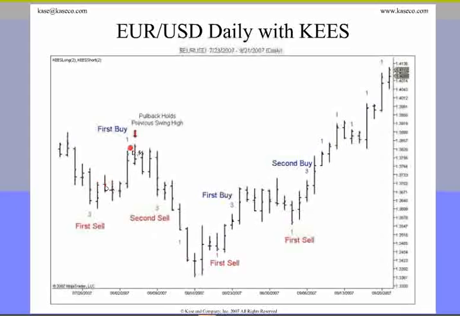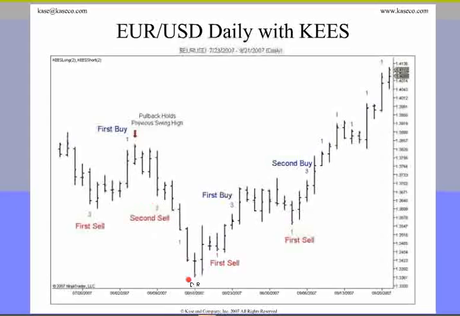During that pullback, we did get a first buy, but we're looking short right now. The pullback does hold the previous swing high. The market begins to fall again, and we get a second signal. Once the second signal forms, it's another third-class signal. Then we go ahead and take the short trade.